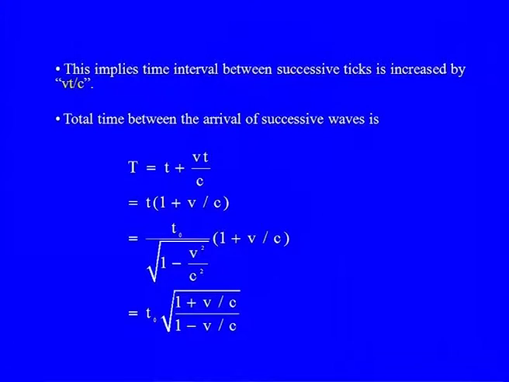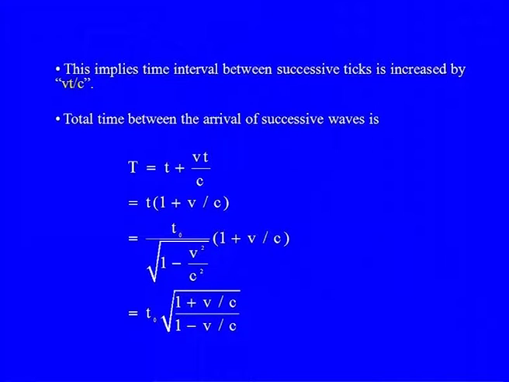Okay. Now, what will be the total time between the arrival of successive light waves in the frame of the observer? It will be first the time between two ticks as measured by the observer, plus the amount of time for the distance the observer has moved away between these two ticks. So, the time elapsed between the arrival of successive waves will be capital T, which is small t plus vt by c. Now, you simplify this as t times the bracket of 1 plus v by c.